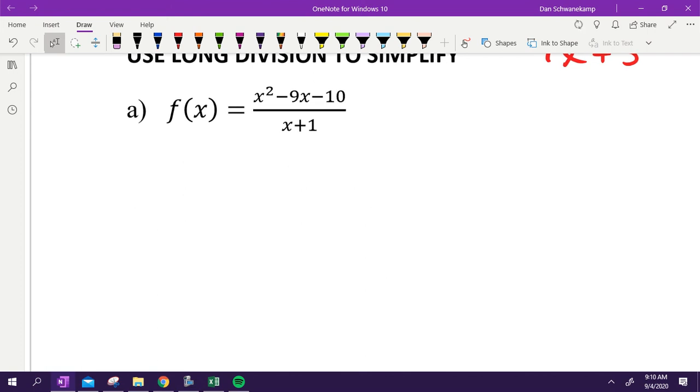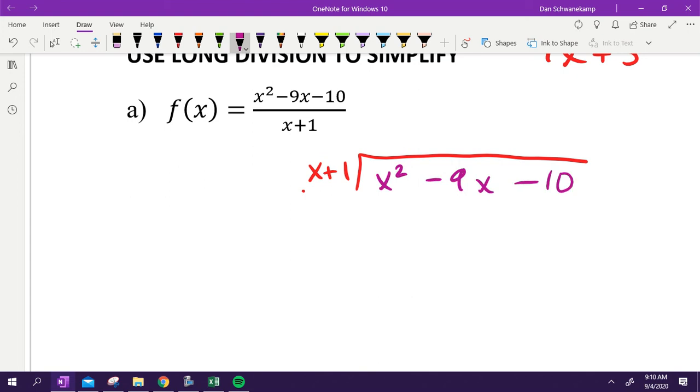So I'm giving you an easier problem here, that way we can do some long division. We're dividing by x plus 1. Underneath the division bar here, we're going to write x squared minus 9x minus 10. I'm going to walk you through this again. We start off by asking ourselves the question, x times what gets me x squared? X. So I'm going to put x up above, and then I'm going to multiply down. X times x is x squared.